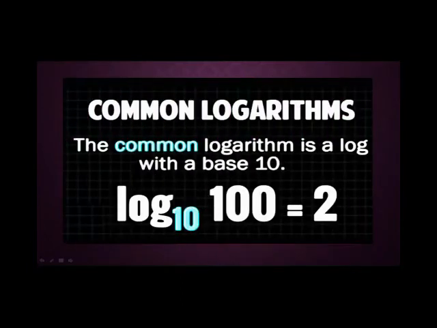Now, the common logarithm is a log with base 10. Here log, its base is 10, and the number is 100. So log base 10 of 100 is equal to 2, meaning when you multiply 10 two times, or 10 squared, it is equal to 100. Ten tens are 100.